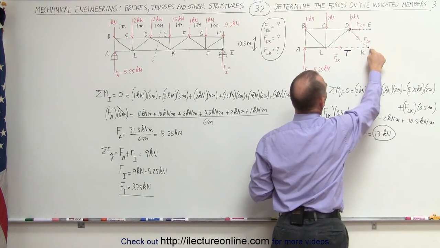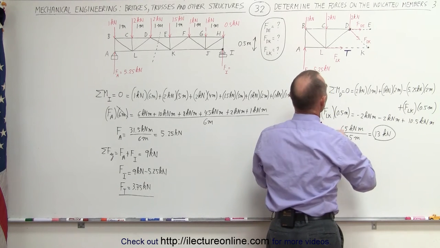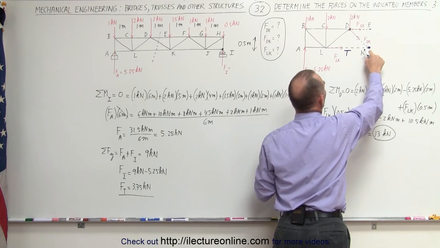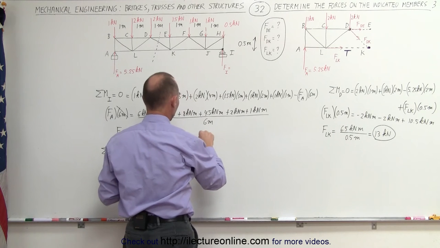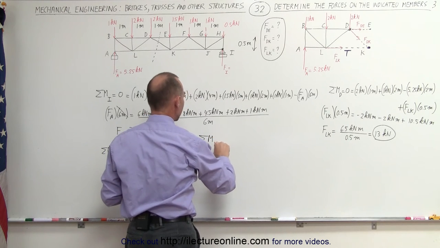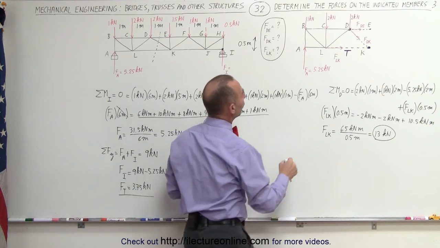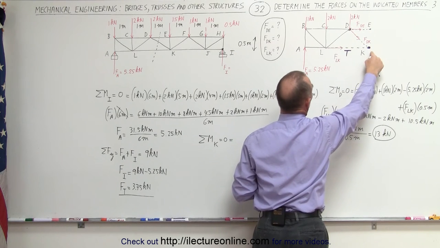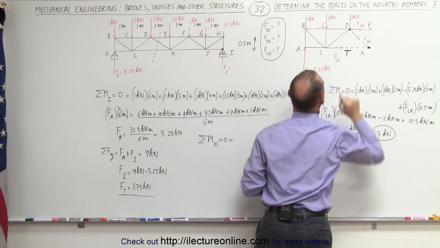I can do that by putting my pivot point here, which will eliminate this force right there. So the next thing I'm going to do is put my pivot point right there and find all the moments about this point. I can then say that the sum of all the moments about point K must add up to zero. That is equal to, notice I don't have to worry about this force, it goes right through here, I don't have to worry about this force, but I do have to worry about this one, this one, this one, this one, and that one unknown.